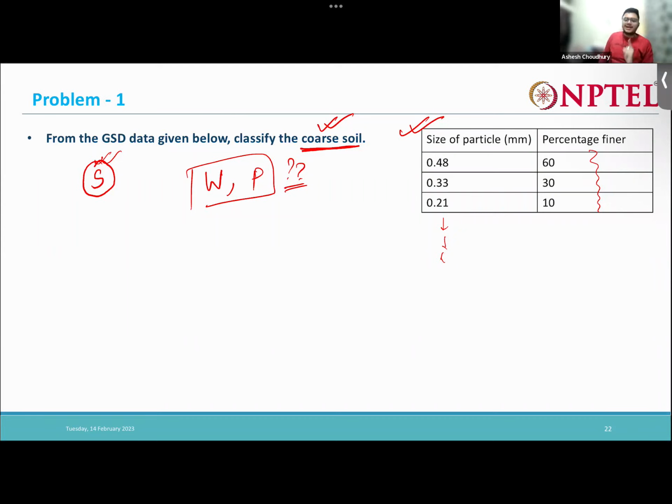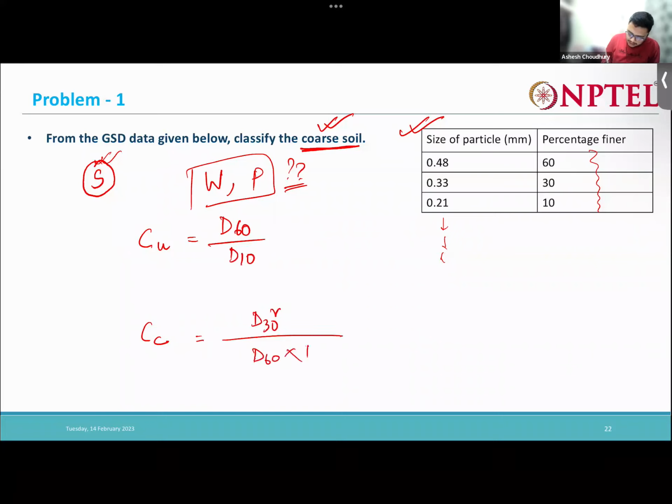To call it well graded or poorly graded for coarse soil, what we need to do? We need to determine the coefficient of uniformity and coefficient of curvature. To determine the coefficient of uniformity, we need the D60 and D10 size. And to determine the coefficient of curvature, you need the D30, D60 and D10. Right? So what is our D60 size? If anyone can tell me, what is the D60 size?